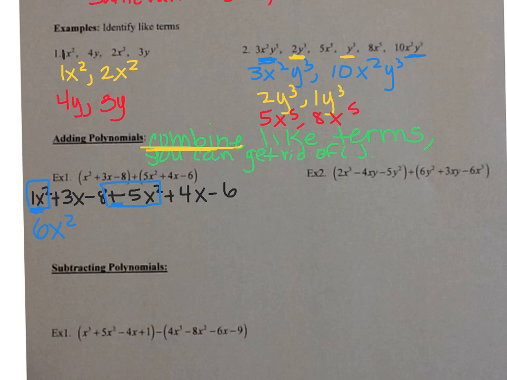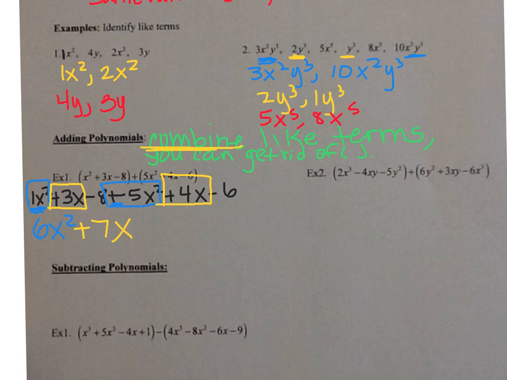I see positive 3x. I'm looking for another x. And I see positive 4x. Right? They're both x to the first power. So I add the coefficients. So I have positive 3, positive 4. So it's 3 plus 4 is 7. So I have plus 7, and you keep the x. Remember, we don't do anything to the exponents. So they both have an x to the first. It stays x to the first.